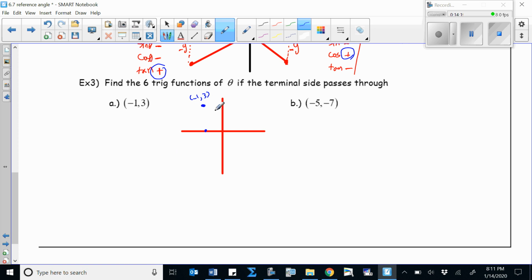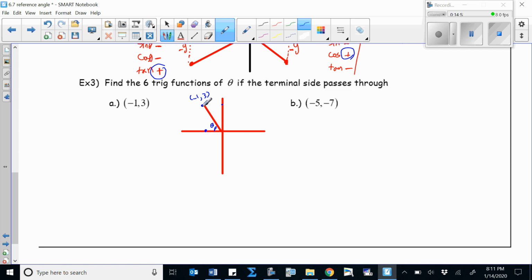So to find the theta, first of all, you are going to draw a straight line from this point to the origin. So straight line to the origin, which my line, of course, is not straight, so I'm going to draw it again for you. Okay. Straight line from the point to the origin. The angle is going to be this one. This is my theta, the one that I'm going to find the 6 trig functions of.